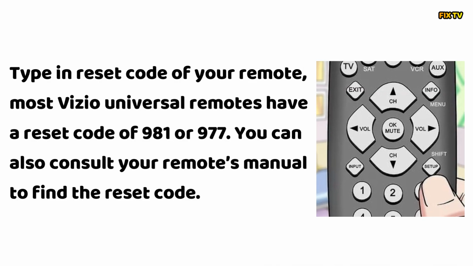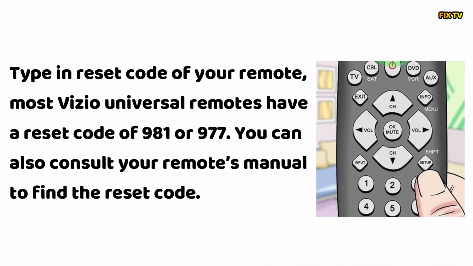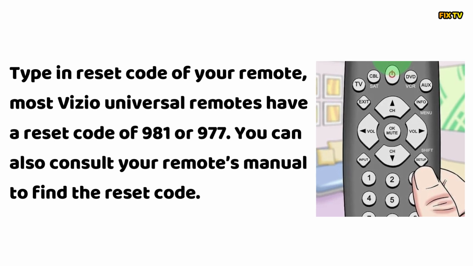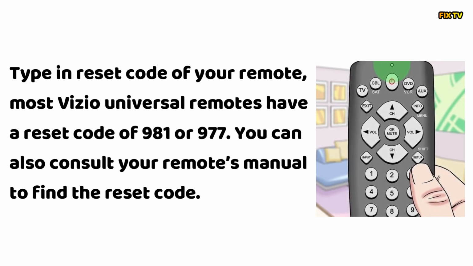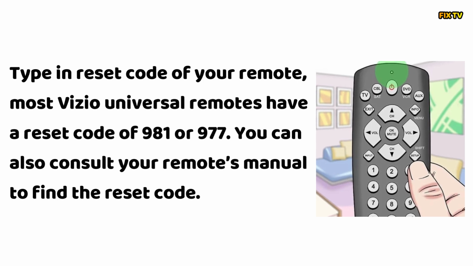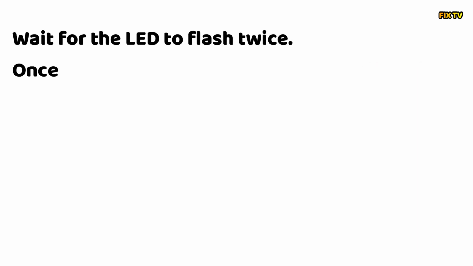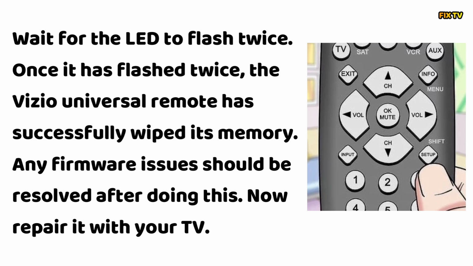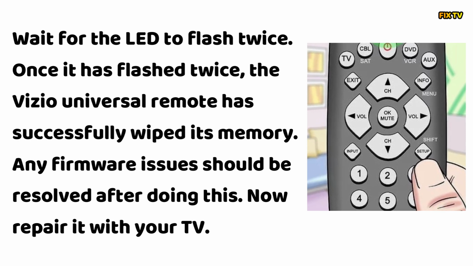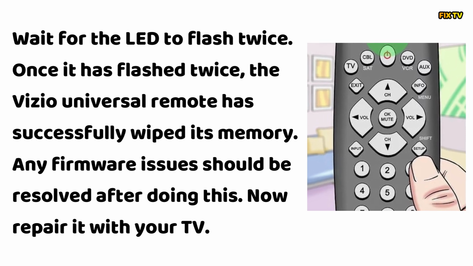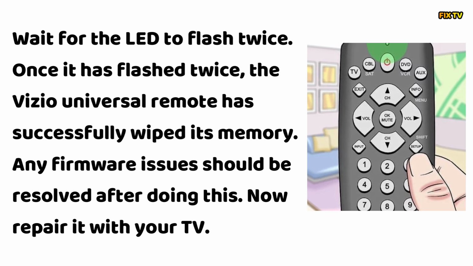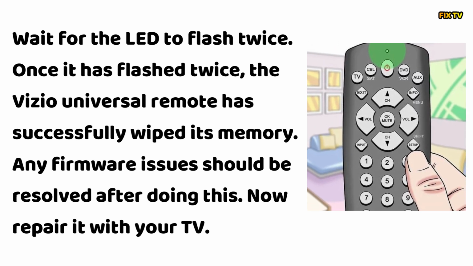Type in the reset code of your remote. Most Vizio universal remotes have a reset code of 981 or 977. You can also consult your remote's manual to find the reset code. Wait for the LED to flash twice. Once it has flashed twice, the Vizio universal remote has successfully wiped its memory. Any firmware issues should be resolved after doing this.